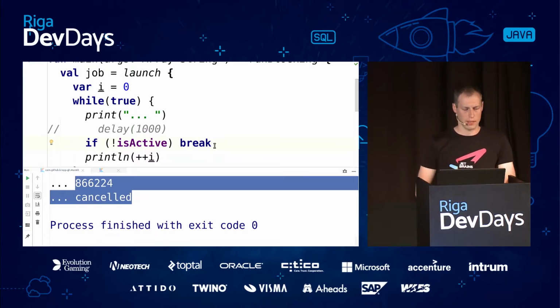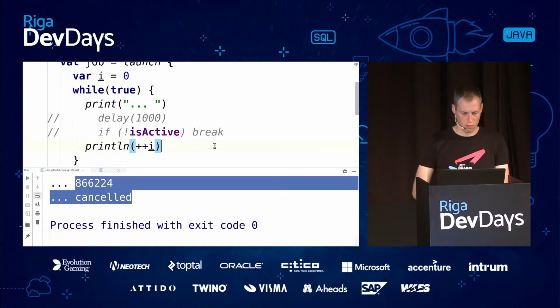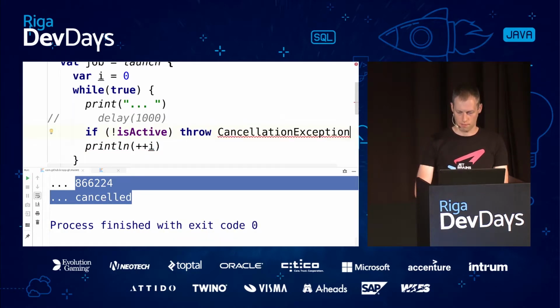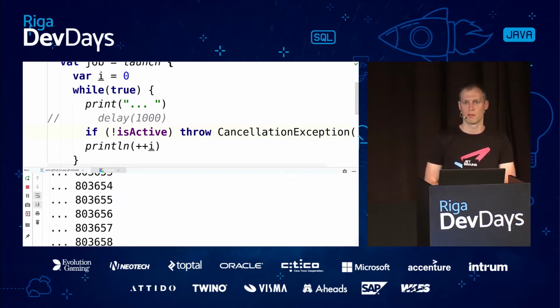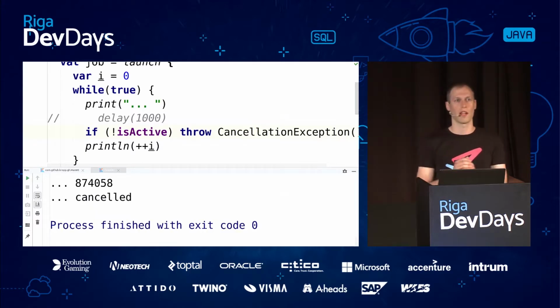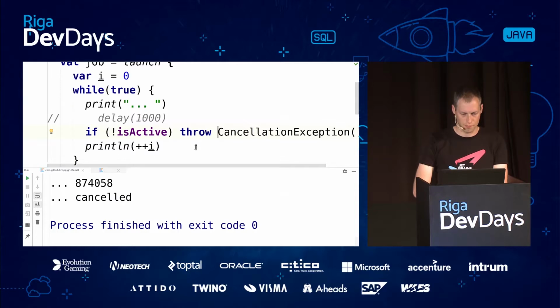You cannot always use break, because you don't have a loop every time. So you can throw a cancellation exception. This is a special exception that is handled by the framework in a different way. So it's a valid reason to end the coroutine. It's not propagated as an unhandled exception. And this is how you can exit any nested coroutine if you need it.